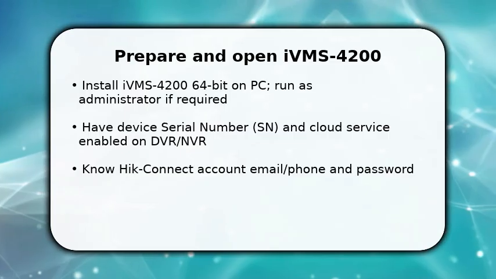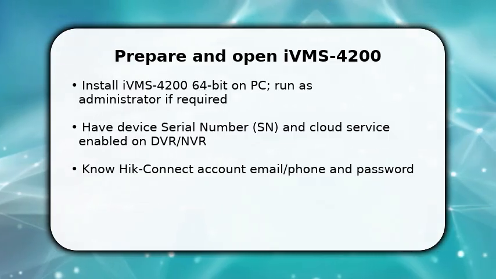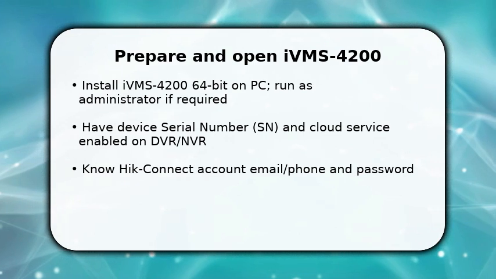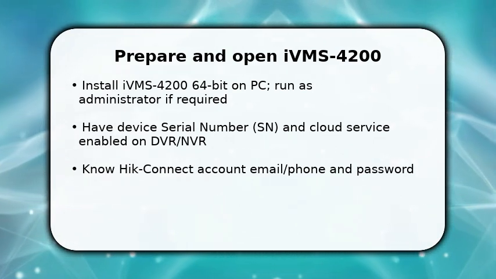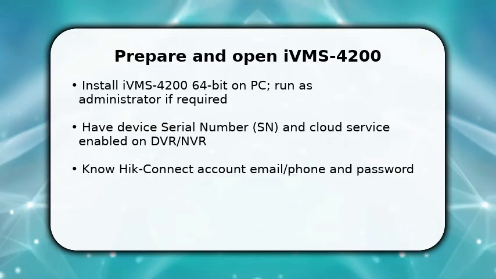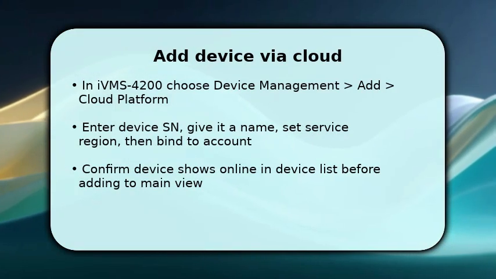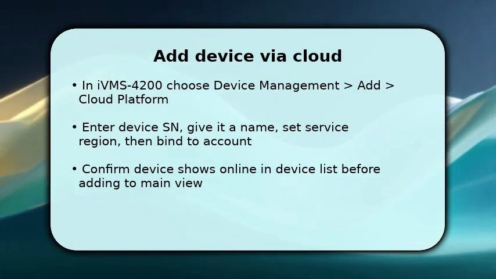If firewall prompts appear, allow network access so the client can reach Hik Connect servers and your recorder. Next, go to Device Management and pick Add Device using Cloud Platform. This links devices without port forwarding.